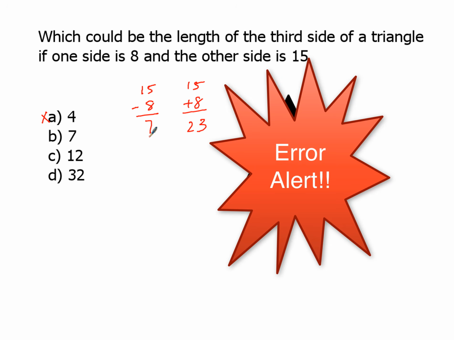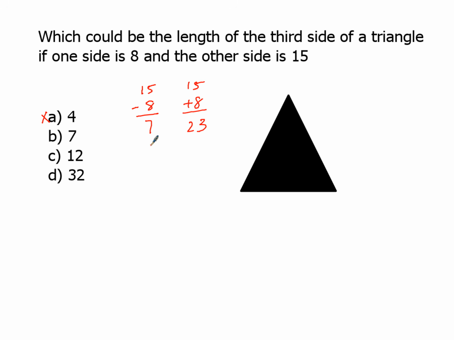7, even though that's right here as one of the possibilities, my third side has to be between 7 and 23. It can't be 7 or 23, so that one's gone. Now, for choice C, 12 is in between 7 and 23, and 32, well, that's just too big. That's outside of that range. So the correct answer is C, 12.